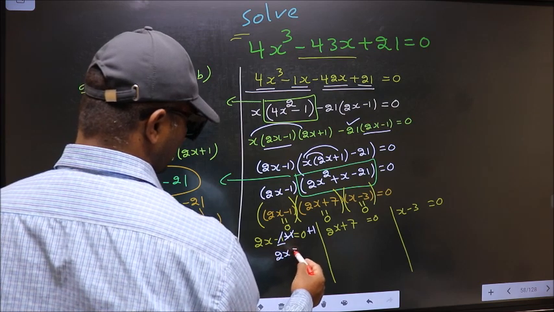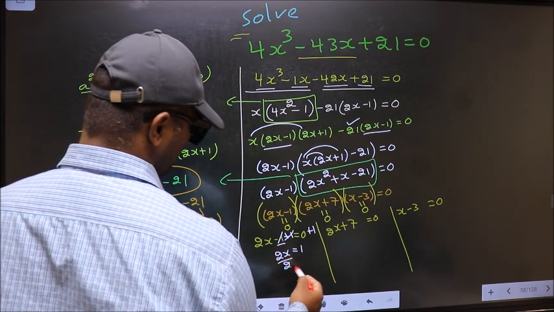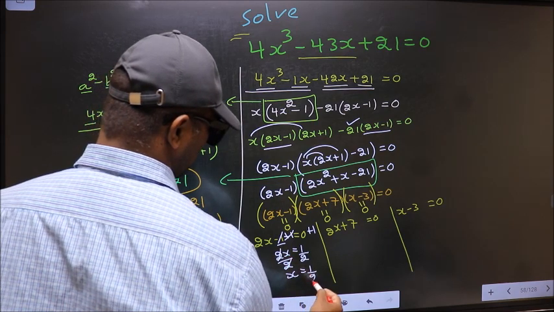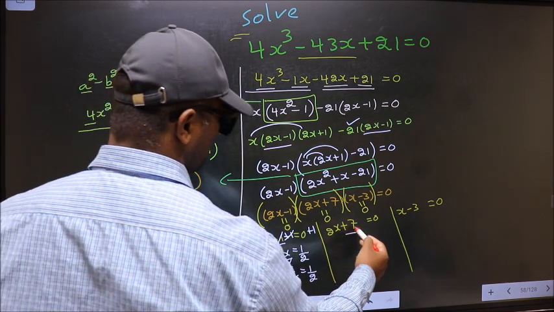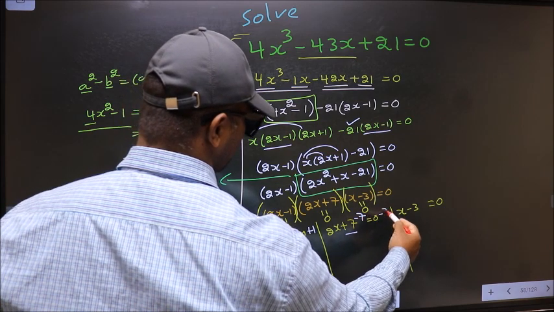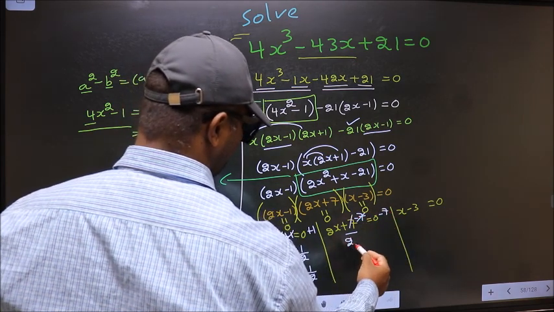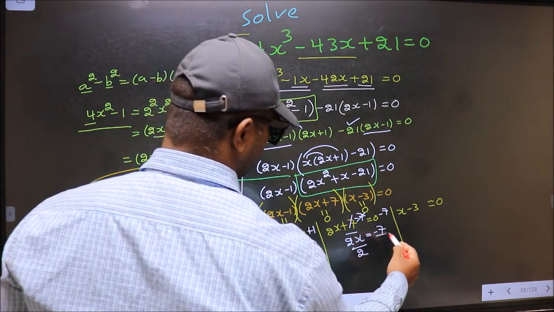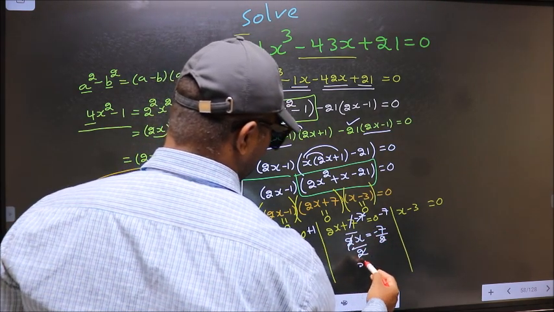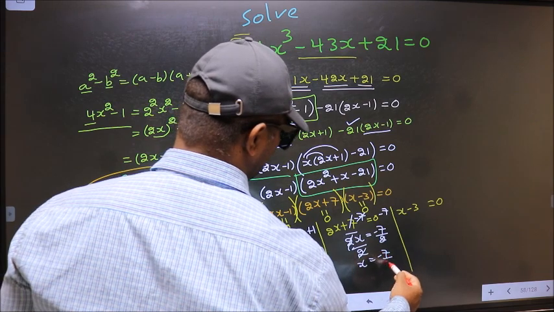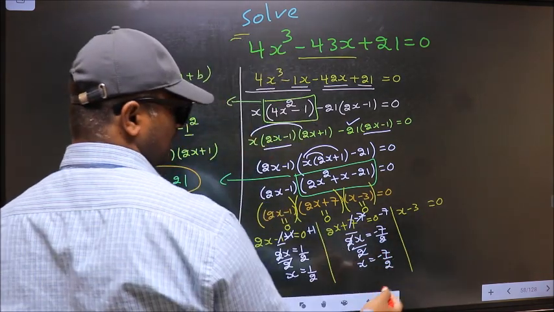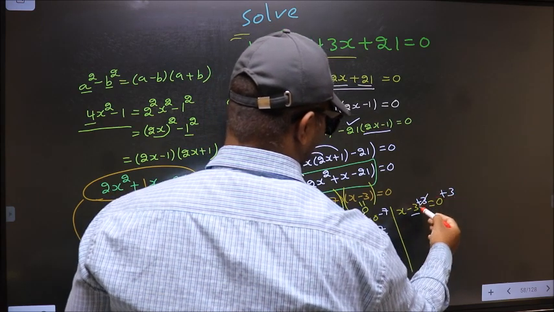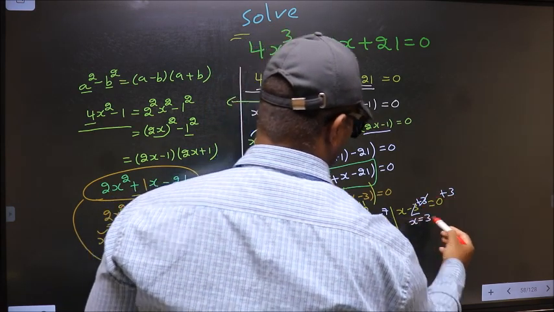You get 2x equal to 1. Now I should remove 2, so divide by 2. You get x equal to 1 by 2. Now here I should remove plus 7, so subtract 7. You get 2x equal to minus 7. Now I should remove 2, so divide by 2. You get x equal to minus 7 by 2. Now here I should remove minus 3, so add 3. You get x equal to 3.